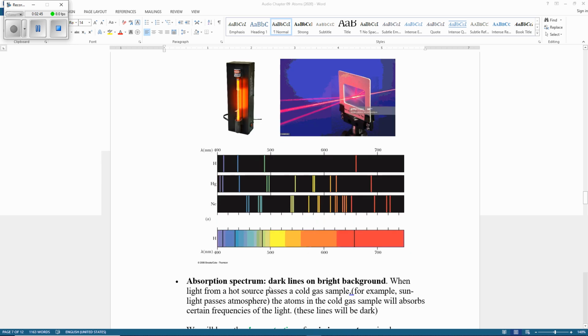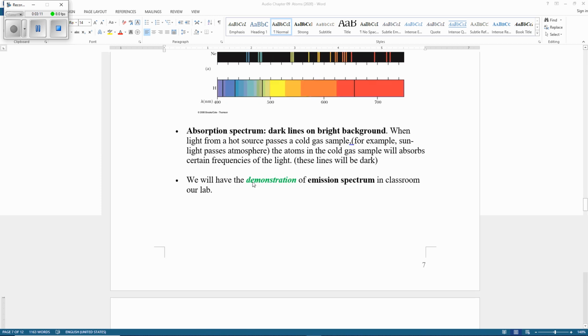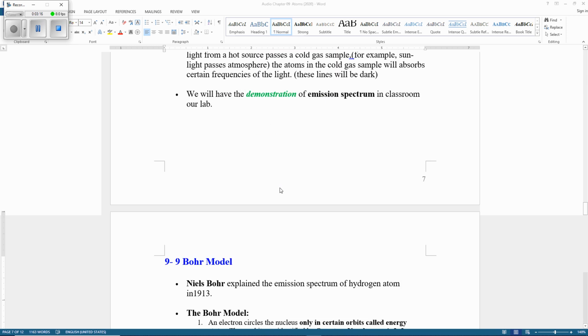So the spectrum is just like a fingerprint of atoms. We cannot see atoms. We cannot see inside the atom. But different atoms give us different colors, then different frequencies, then different energies. So we can study the structure inside the atom by studying the spectrum. If we come back to the classroom, I will give you a demonstration.